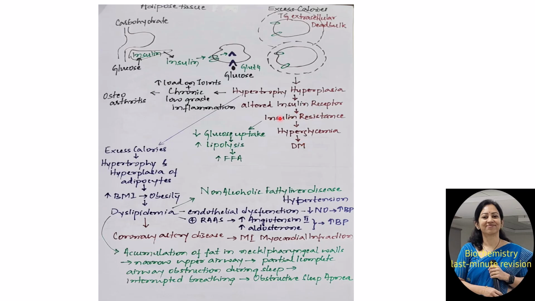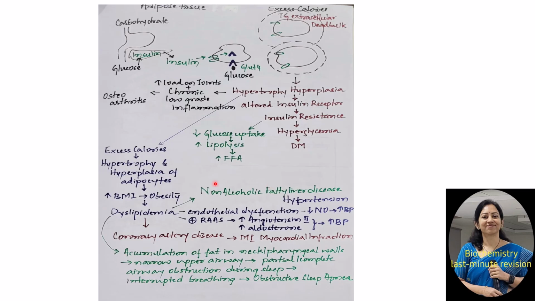So because there is insulin resistance and the glucose is not being taken up inside the adipose sites, lipolysis occurs. Because the insulin to glucagon ratio decreases, which stimulates lipolysis, there is increased release of free fatty acids from the adipose tissue cells. Now, this excess calorie intake causes hypertrophy and hyperplasia of the adipocytes and increases the BMI. And because of increased free fatty acids, there occurs a state of dyslipidemia, altered lipids.